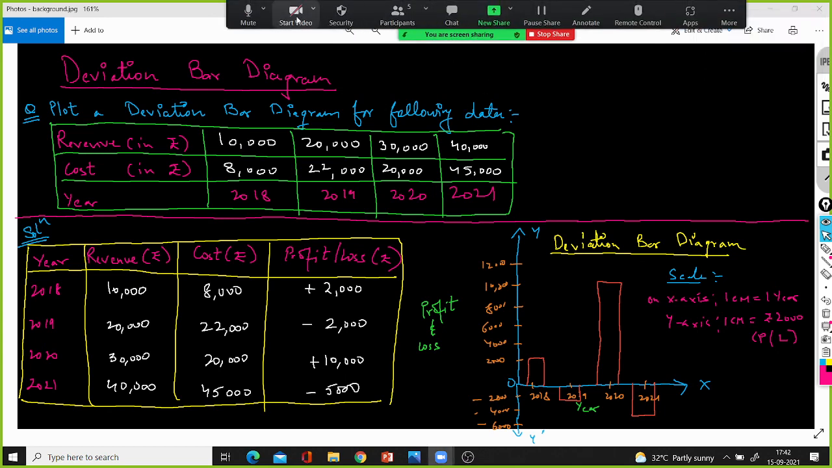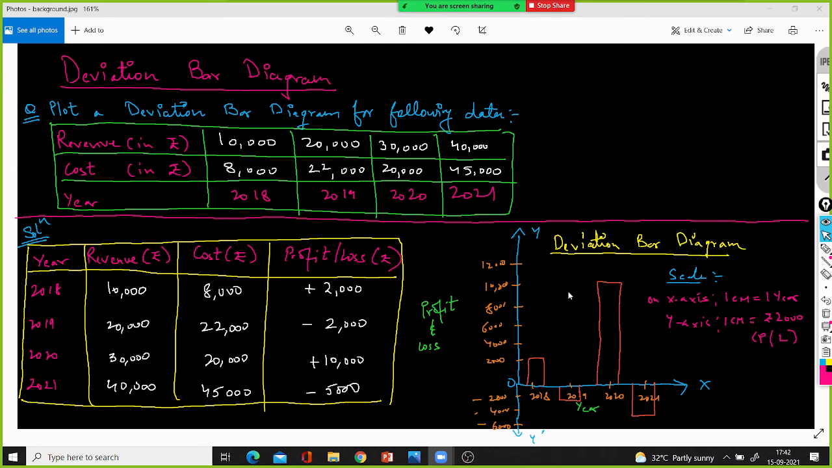Please सब लोग ये deviation bar diagram note down कर लो. It's just a matter of fact. Deviations can be negative like this also. I'll stop the recording now.